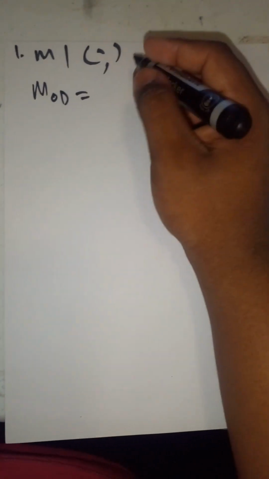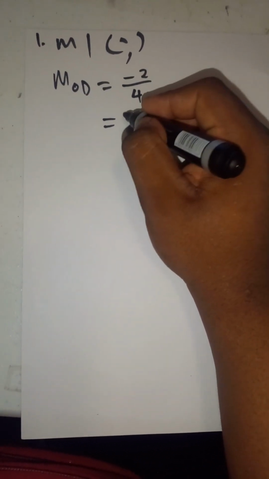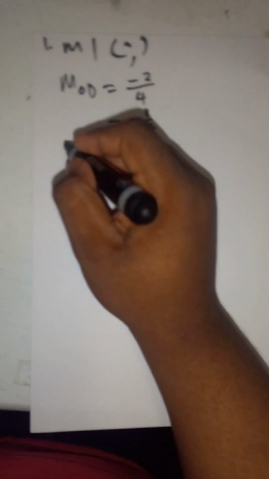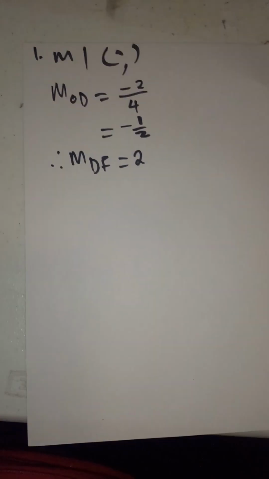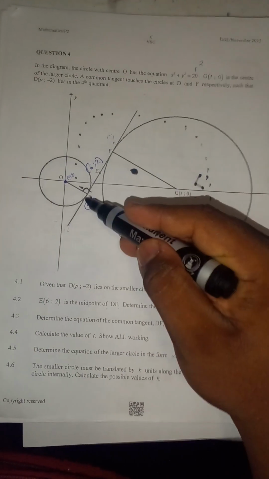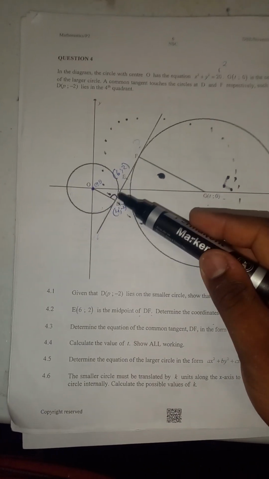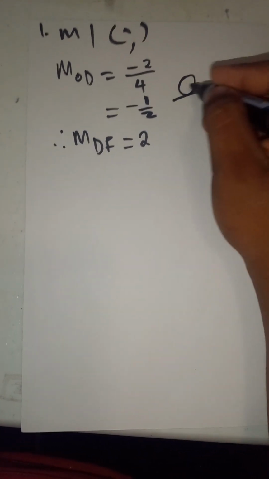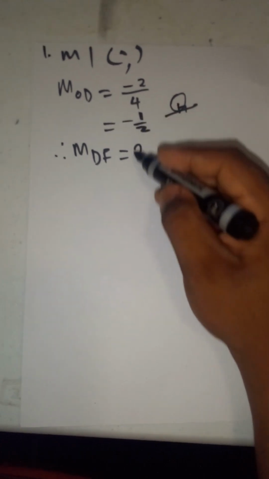So now I can find the gradient of OD, which is, at D I have negative 2 as my x and 4 as my y, because O is already 0, 0. So it basically means the gradient is negative 1 over 2. And then when you are having this, it basically means the gradient of DF is equal to 2. Is it fine? Because this is a common tangent. A tangent is touching two circles, passing on the outer part of a circle. We know that where a circle and a tangent meet, they make 90 degrees. So that is where the story is coming from. You simply reciprocate these two and change the sign there.